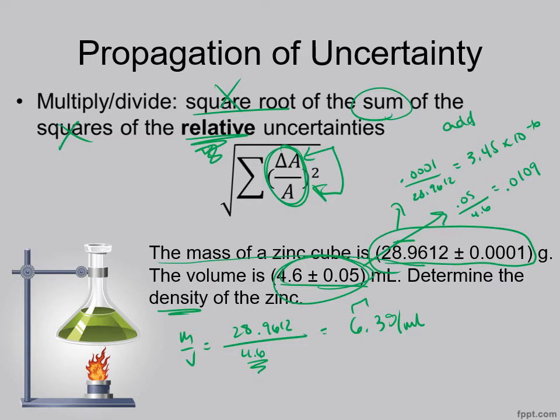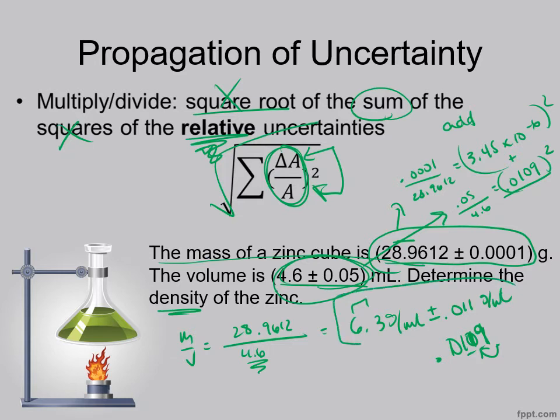So 2 options. We can just add those together and call it done, or I can square each of those, add them together, and then take the square root. Either way, we should get just about 0.0109. So our answer is going to be, and I'm going to round this to also 2 sig figs, so I'm going to round that 0 up to a 1 because of that 9. So our final answer will be 6.3 plus or minus 0.011 grams per milliliter. We could have also done the crazy thing where we square and then add and then square root, but we're going to get almost the same thing. Good? So messy.